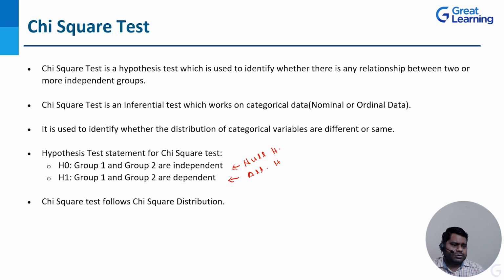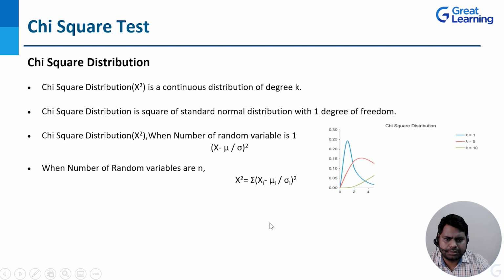The chi-square test follows the chi-square distribution. Now let's try and understand what the chi-square distribution is. The chi-square distribution is a continuous distribution with degree k.